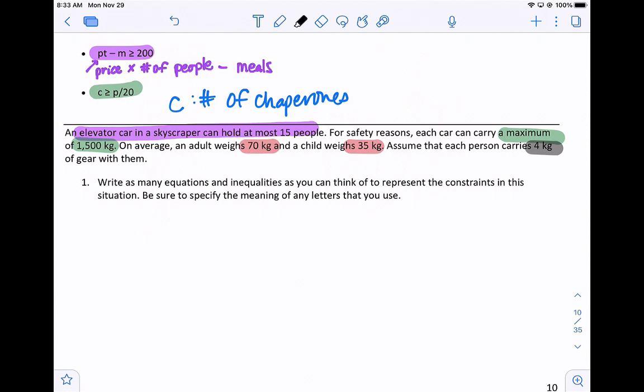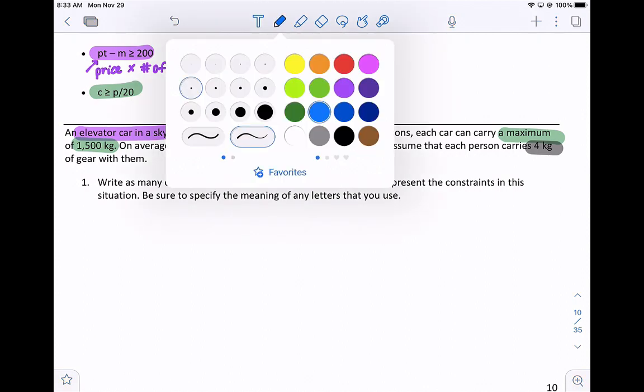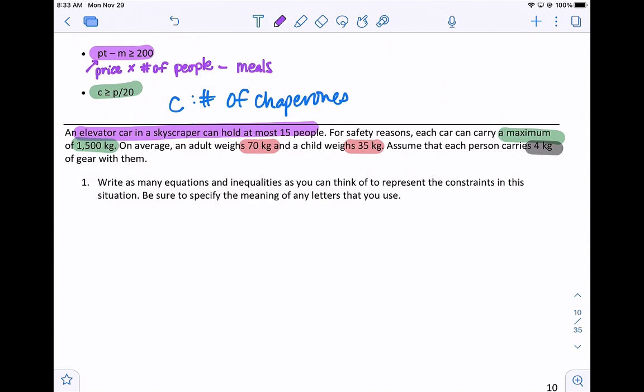Be sure to specify the meaning of any variables. Okay, so let's say P is number of people, and this elevator car, E for elevator, can hold at most 15 people. So the number of people in the elevator, P is people, the number of people has to be less than or equal to 15. All right, so there's my first one. Number of people less than or equal to 15.